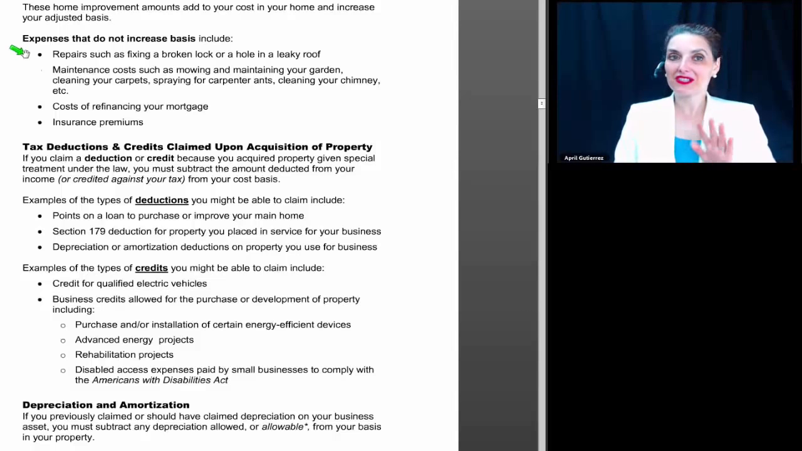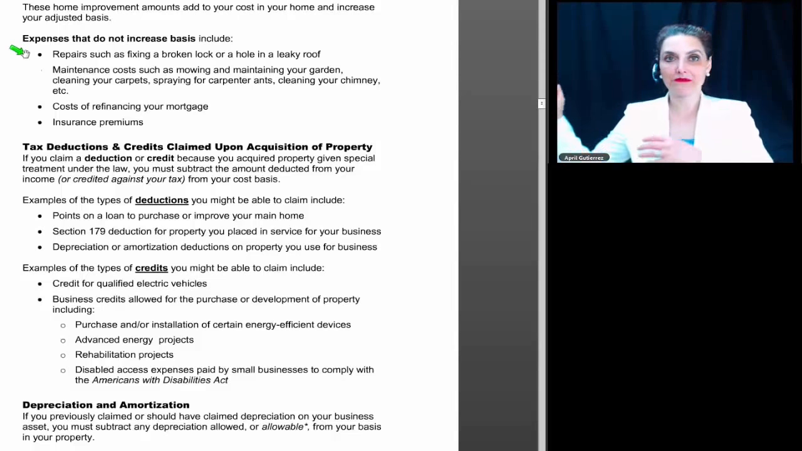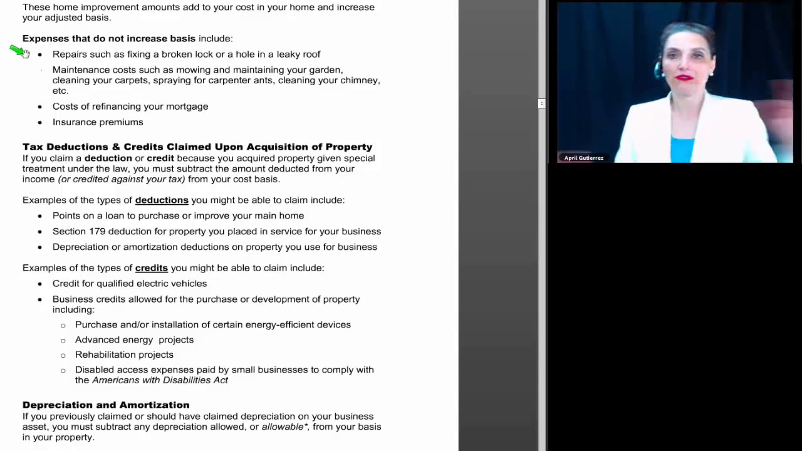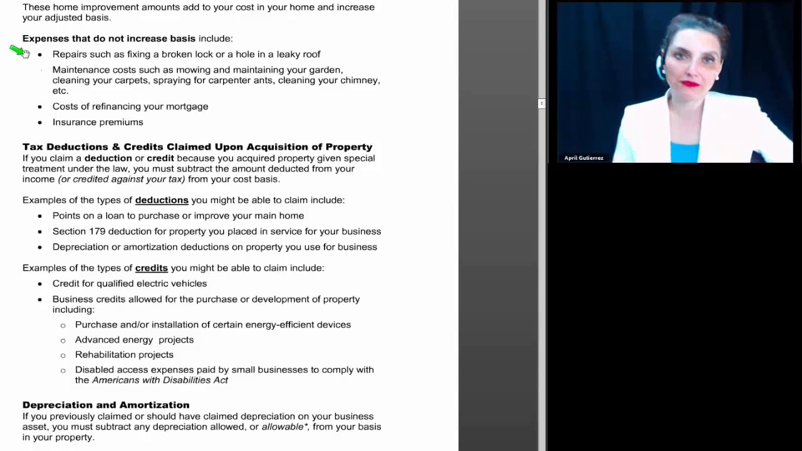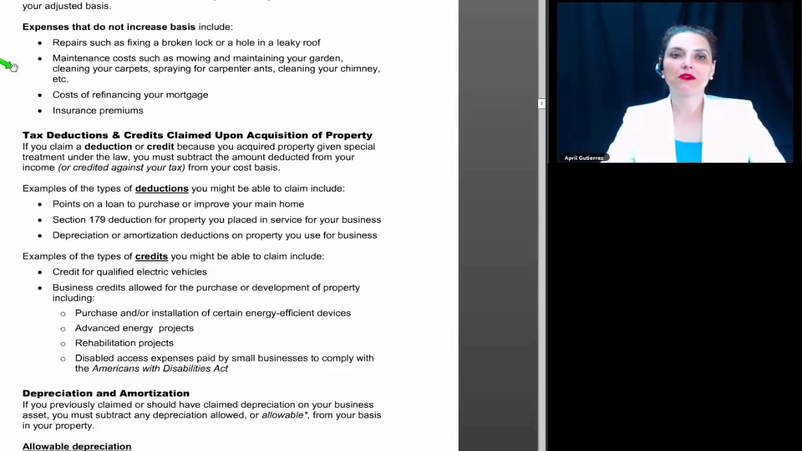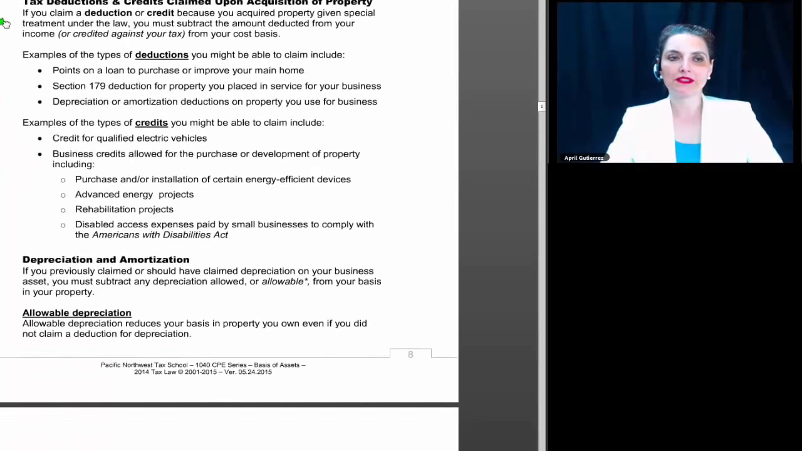So some things are not so obvious, but other things are pretty obvious. Obviously, if you have a hole in a leaky roof and you fix it, that's going to be a repair. But if you tear off an entire roof and then do repairs underneath that and put on a whole new roof, that would clearly be an improvement. So sometimes it's harder to see and sometimes it's blatantly obvious. Now, maintenance costs such as mowing or maintaining your garden, cleaning your carpets, spraying for carpenter ants, cleaning your chimney, etc., also do not increase basis, nor do costs of refinancing your mortgage or insurance premiums.